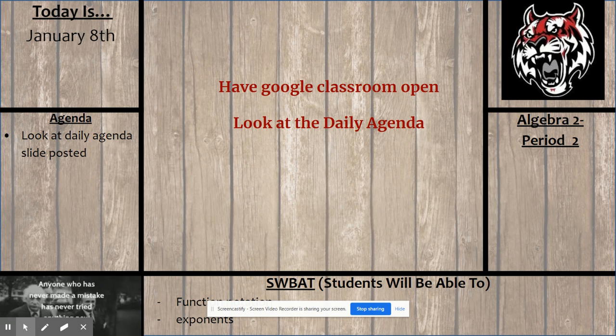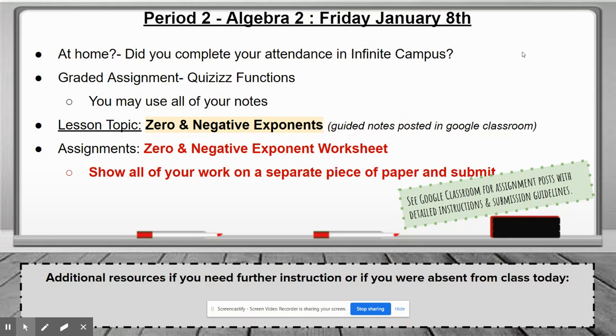So please make sure you have Google Classroom open, obviously you do already, and take a look at the daily agenda slide. For my A group of students, please make sure that you are doing your attendance in Infinite Campus. My B group of students, your attendance is being taken care of, so you don't have to worry about anything. You will be having a graded assignment today on functions, okay?